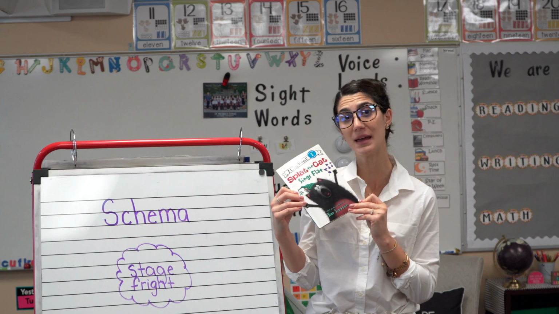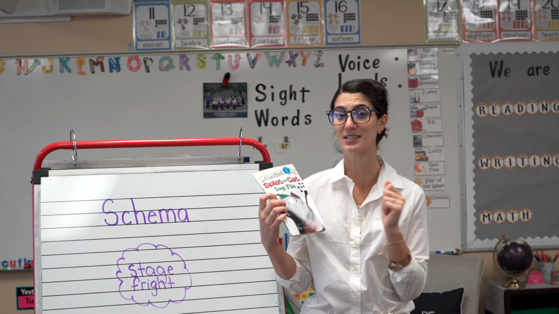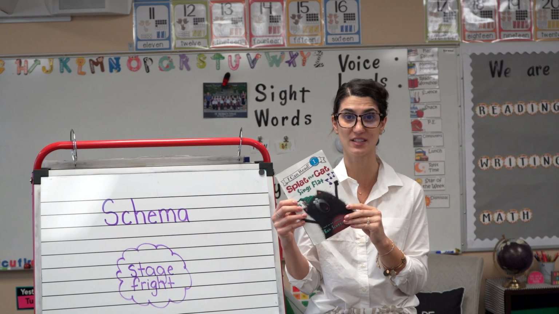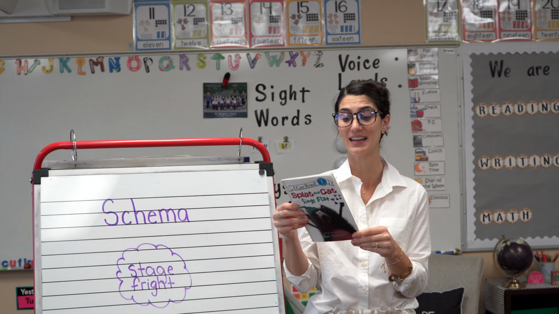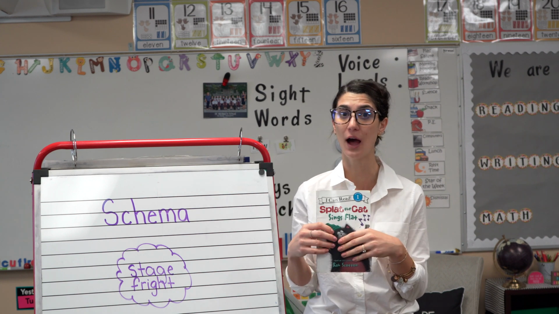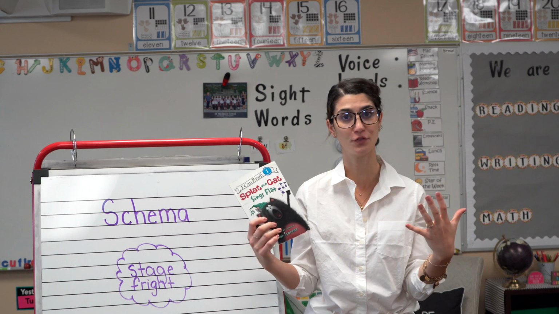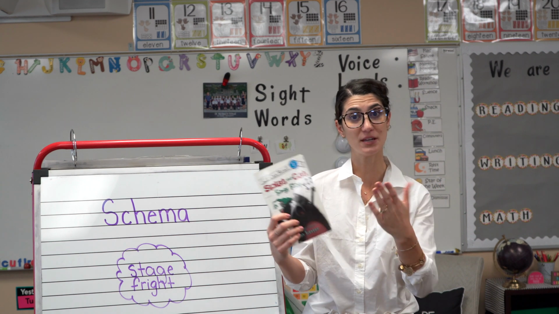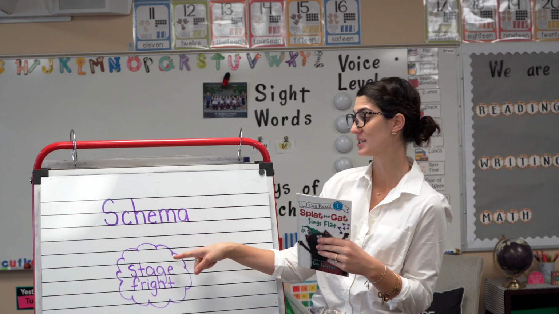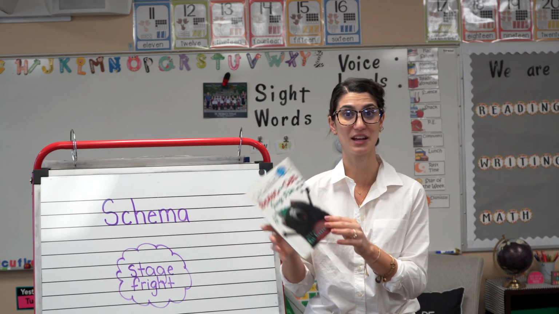So now I'm going to make a prediction that in this book, I think that Splat is going to overcome his fear of singing, and that he is going to maybe have some friends that help him overcome it by building him up and making him feel really confident. So that's my prediction. Maybe you have a different prediction based on your experience of being afraid of something. So let's go ahead and read this book.